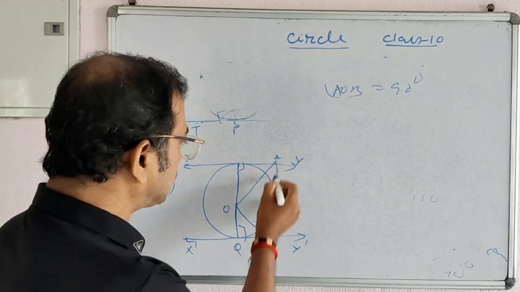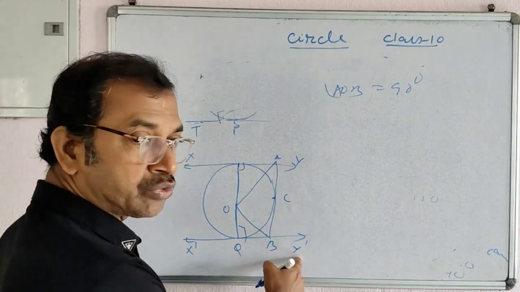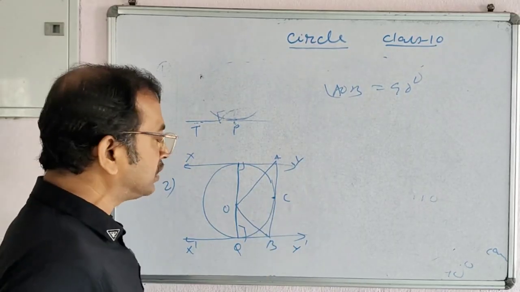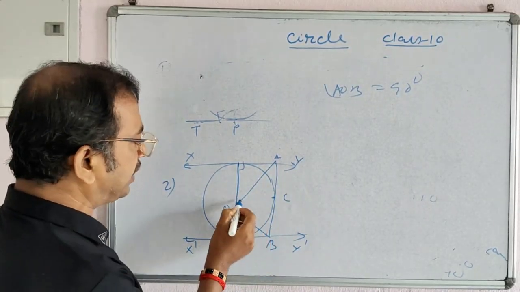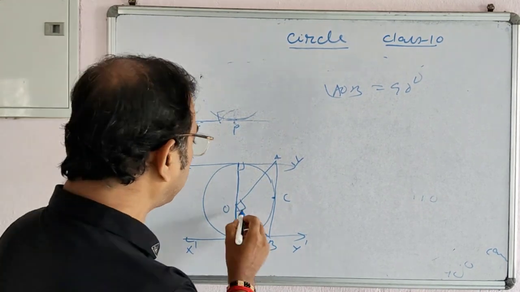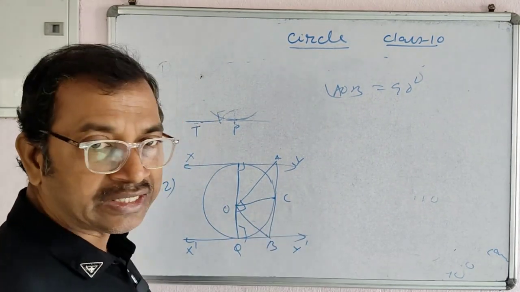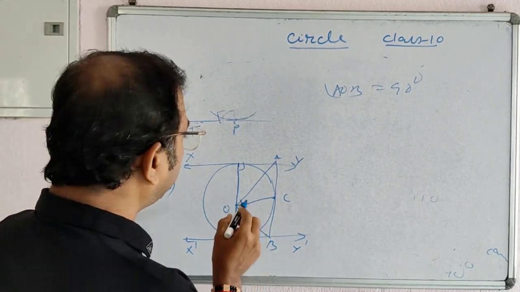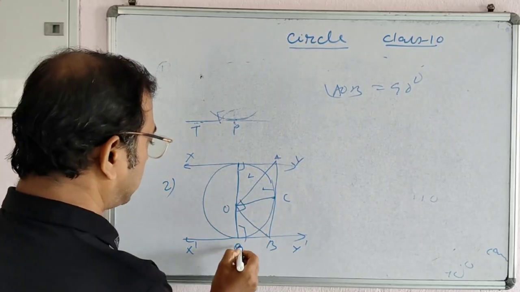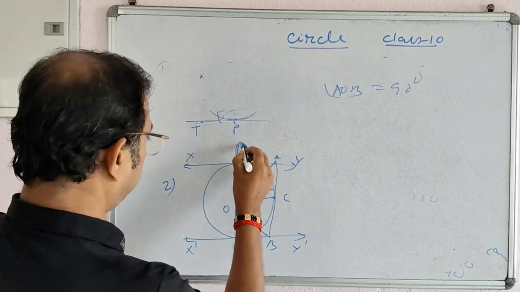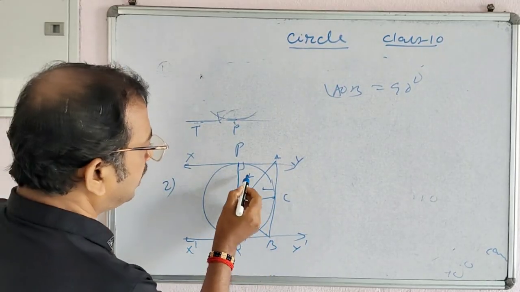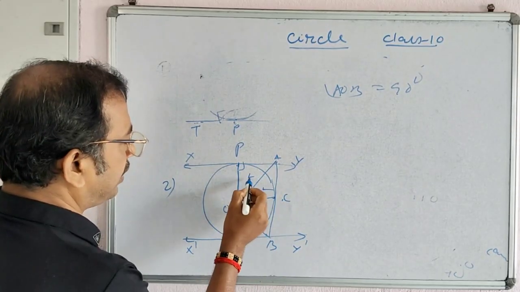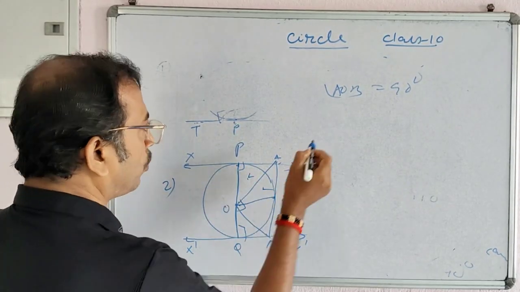How will we prove it? Look, this is also a tangent. XY and X dash Y dash are two parallel tangents, and AB is another tangent which touches the circle at C. We have to prove AOB is 90. Now what to do: join OC, center to tangent, join this line. Now what happens in between these two triangles, name this point P.